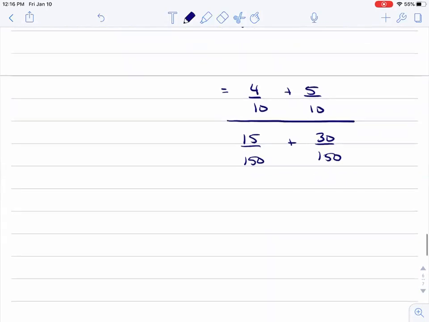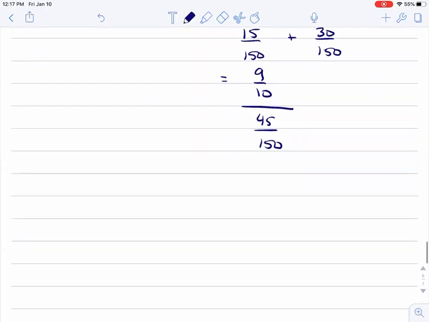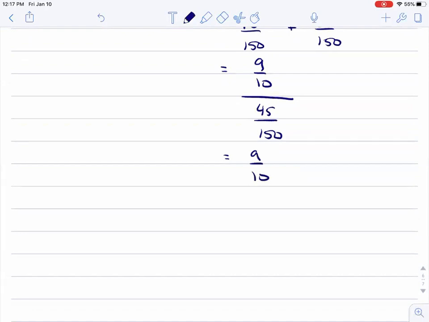Now I can actually add these because I've got the same denominator. So I've got 4 plus 5 is 9/10 over 15 plus 30 is 45 over 150. Make sure that looks like a 9. Fraction over fraction, right? The move is to flip and multiply. So we've got 9/10 times 150/45.